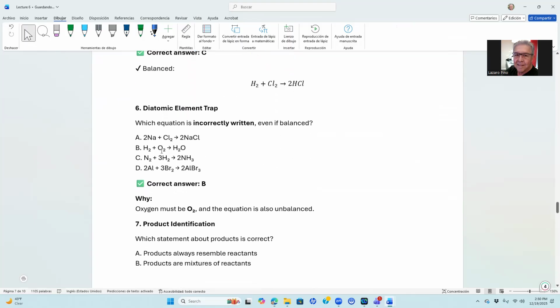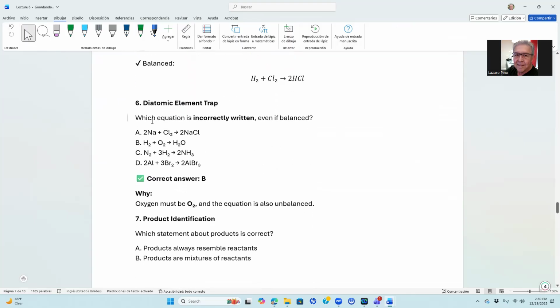The diatomic element trap. Diatomic molecules contain 2 atoms. For example, chlorine is always diatomic, oxygen is always diatomic, hydrogen is always diatomic, bromine is always diatomic. So, which equation is incorrectly written?